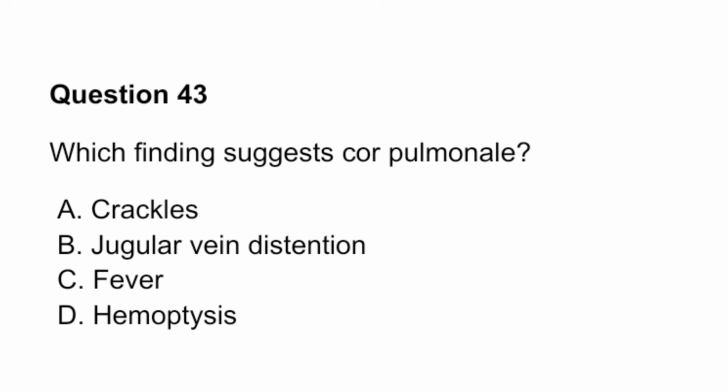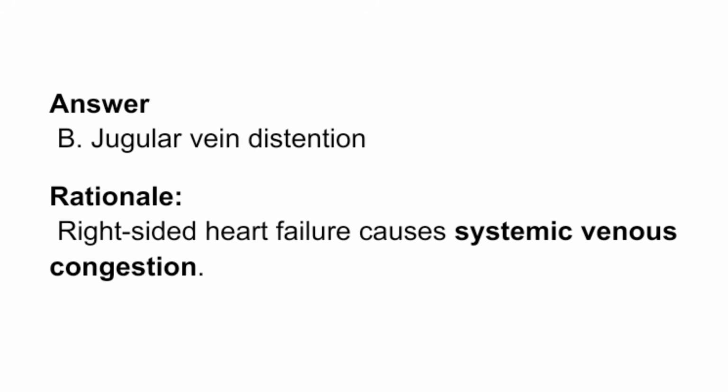Question 43. Which finding suggests cor pulmonale? A. Crackles. B. Jugular vein distension. C. Fever. D. Hemoptysis. Answer: B. Jugular vein distension. Rationale: right-sided heart failure causes systemic venous congestion.